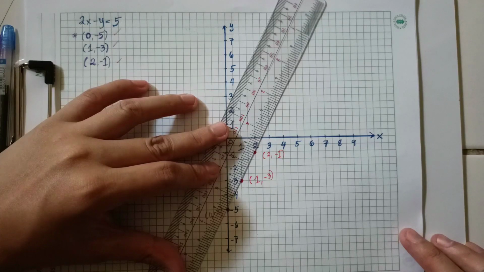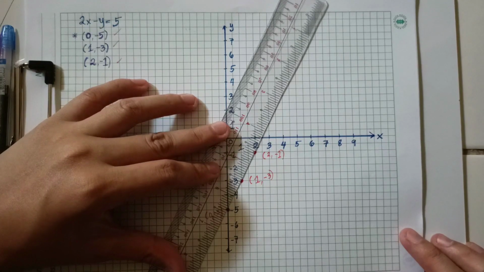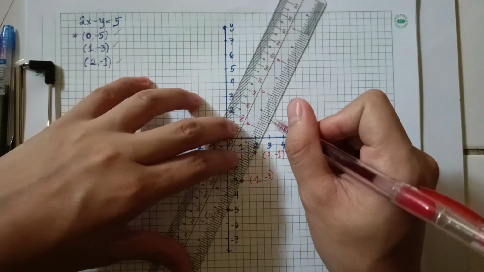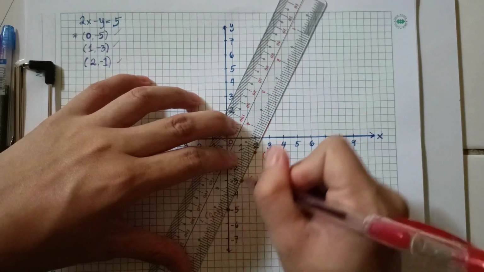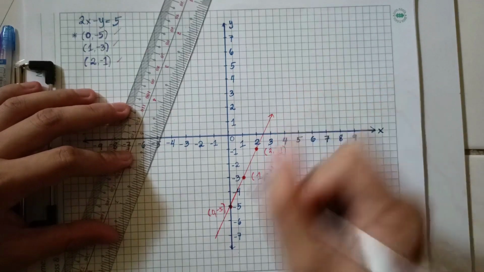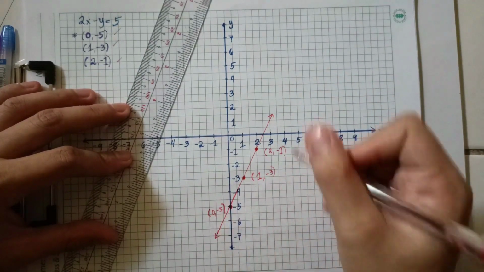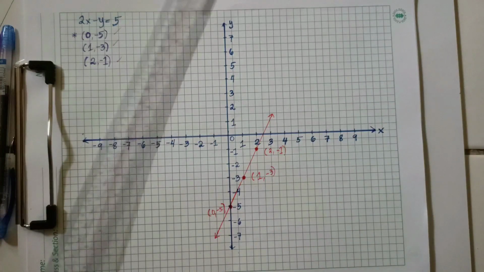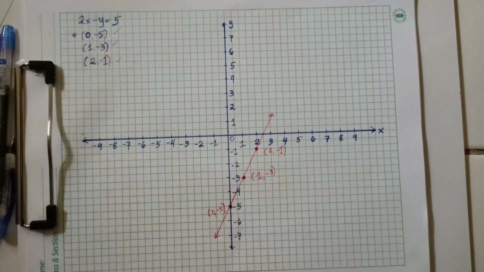Alright. So, gamit tayo ng ruler para mas accurate yung graph somehow. Ayan. So, ilagpas mo sa mga points. Tapos, lagay ka lang ng arrowhead sa magkabilang dulo. Okay. And that's it. That's the graph of 2x minus y is equal to 5.